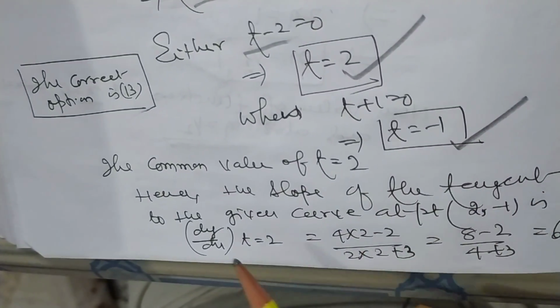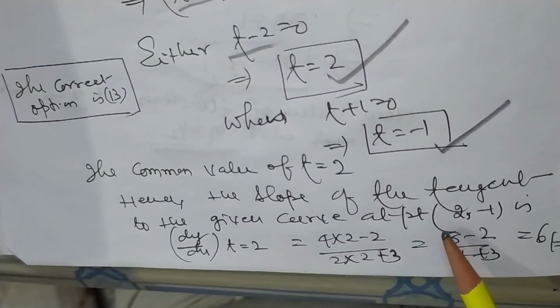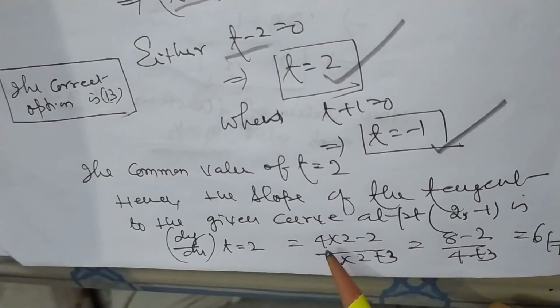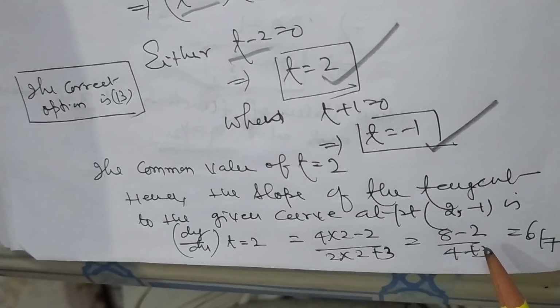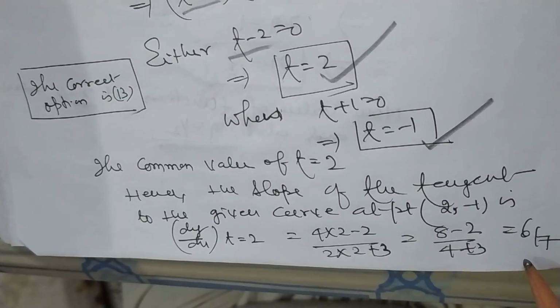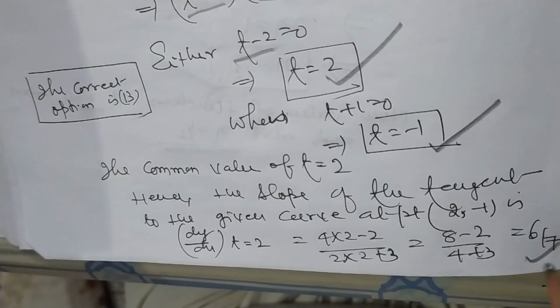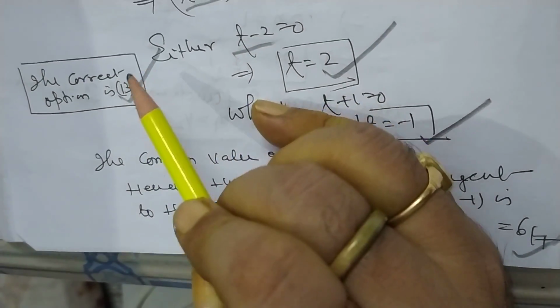Hence the slope of the tangent to the given curve at the point (2, -1) is (4 × 2 - 2)/(2 × 2 + 3), that is (8 - 2)/(4 + 3), that is 6/7. So the correct option is B. The correct option is B.